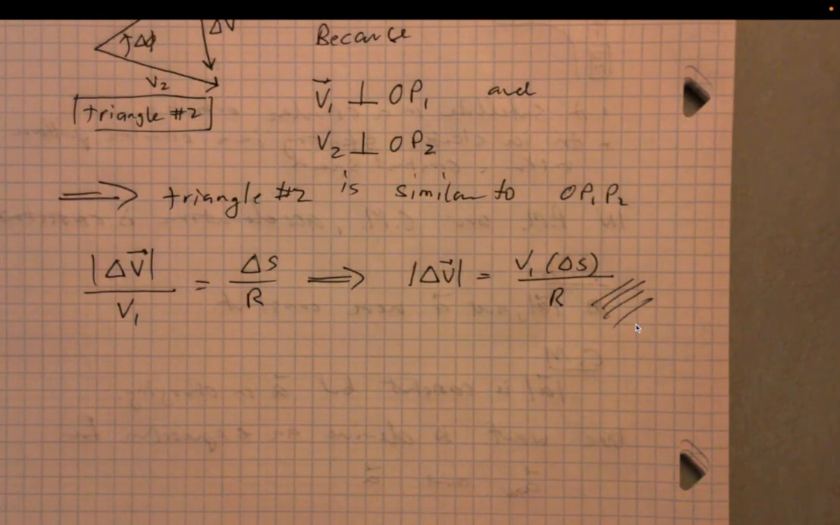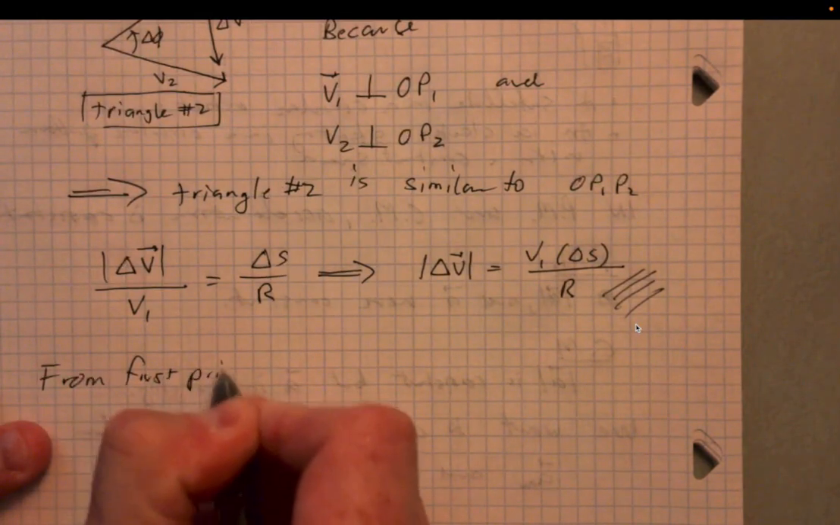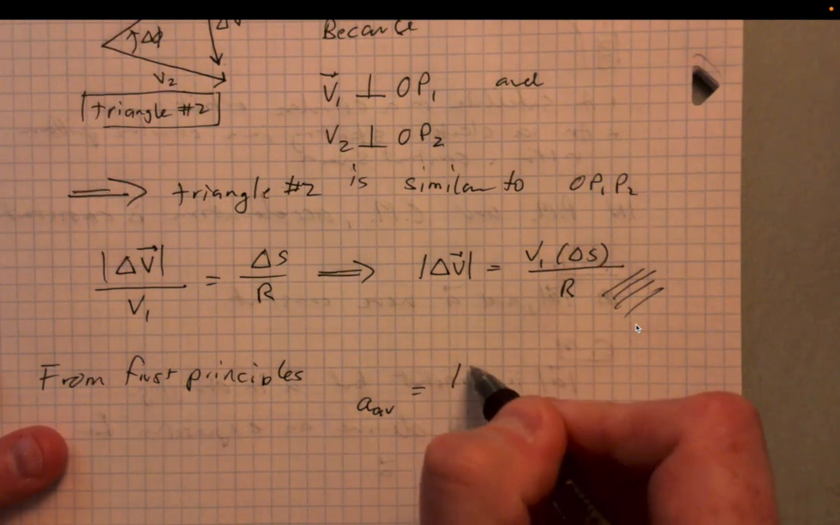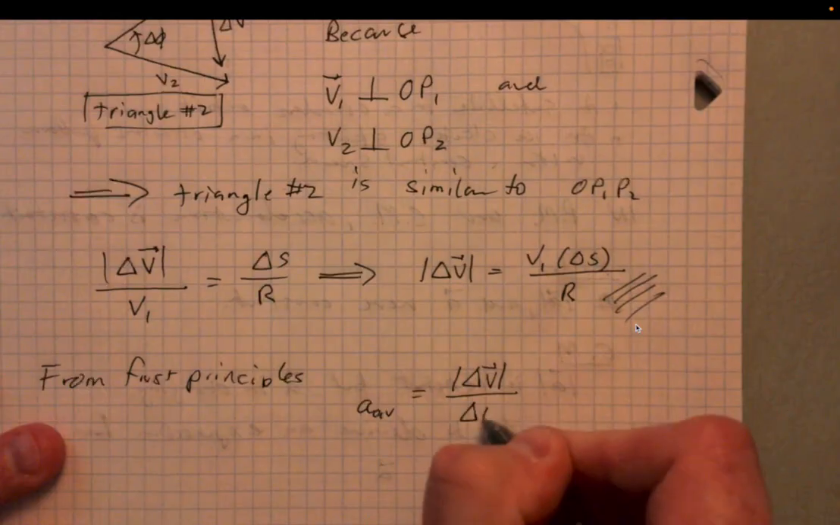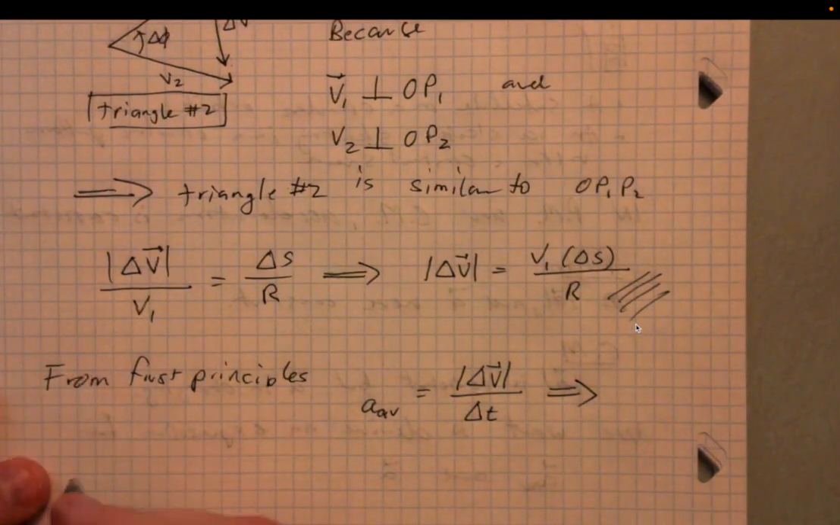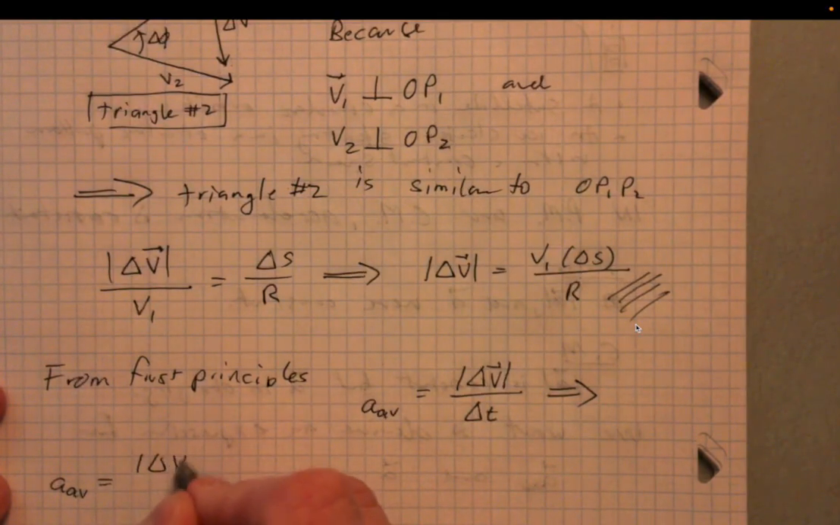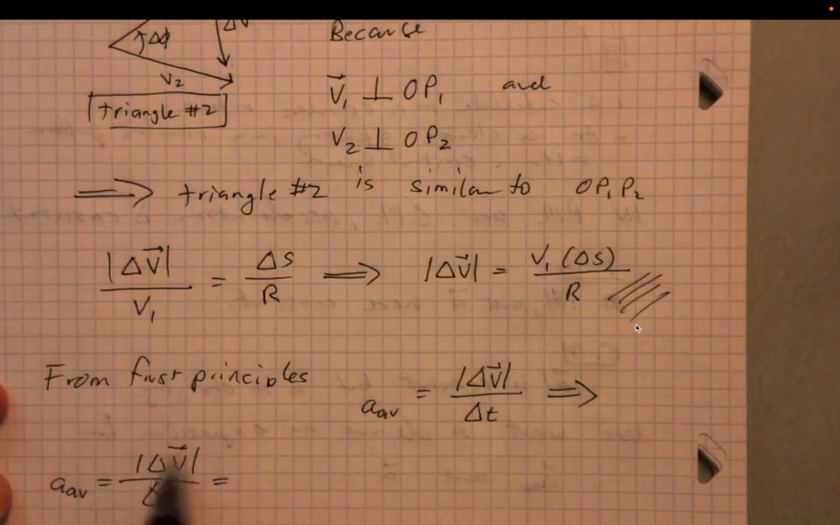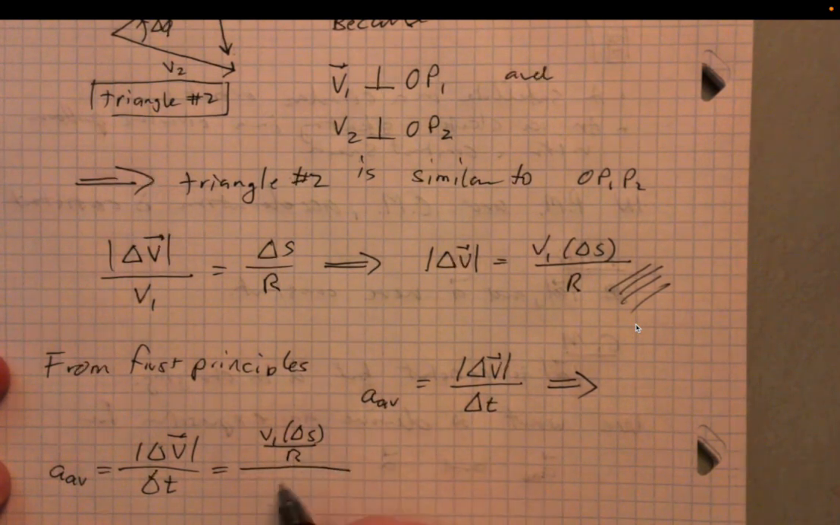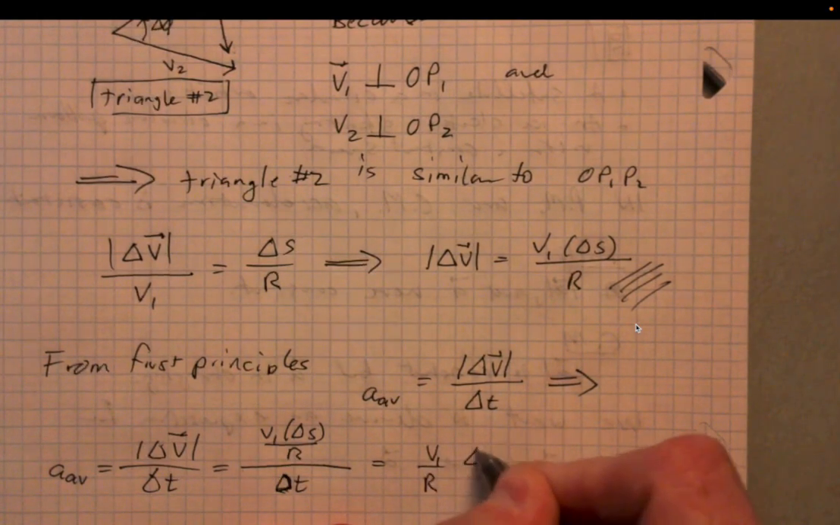Now, we know from first principles of physics, some of the stuff we talked about earlier, that the average acceleration is equal to the magnitude of the change in velocity divided by however long it takes for that to happen, the change in time, delta t. And so the implication is that we have another expression for delta v right here. So the average acceleration should be equal to the magnitude of the change of velocity divided by delta t, where we can sub in this quantity for the numerator. So we get v1 delta s over r, all divided by delta t. And we can do a little bit of rearranging there, and we get v1 over r times delta s over delta t.